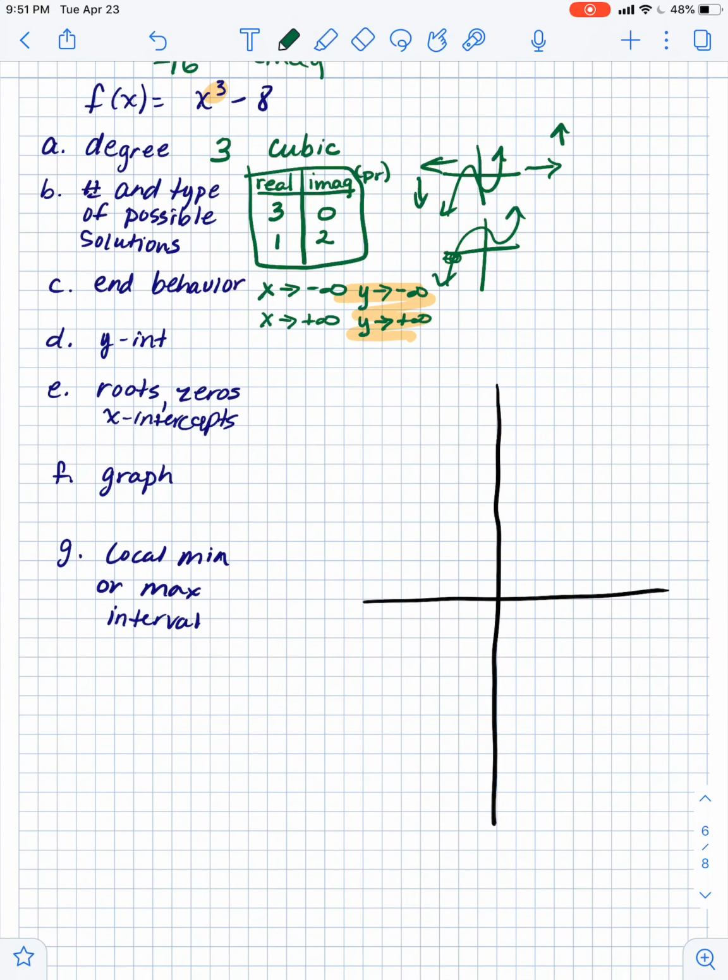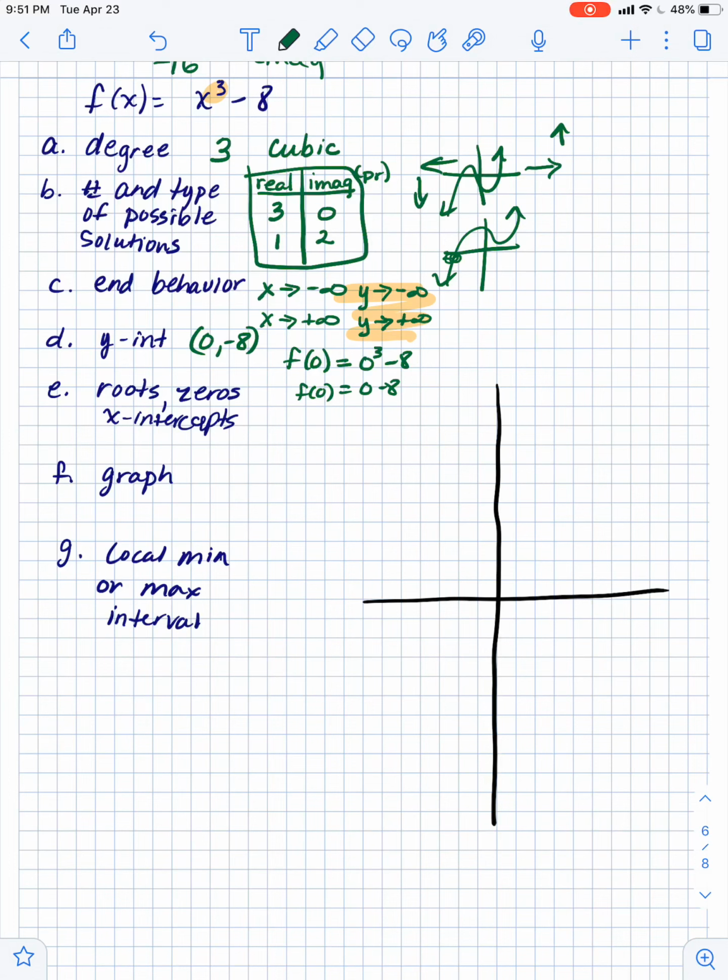Okay, next question. What is my y-intercept in this equation? Your answer should be that it is (0, -8). If I put it in function notation, I'm looking for f of 0, and I would put that in, and you see the 0 cancels, and I get f of 0 is negative 8.